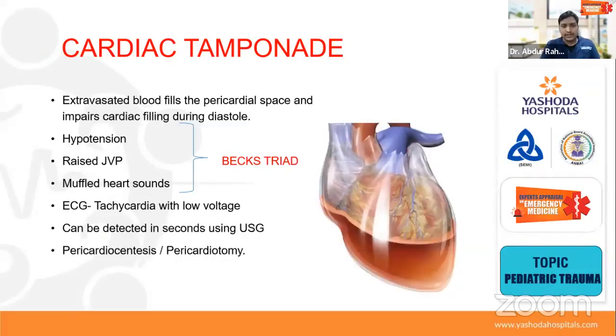This is cardiac tamponade, another killer, where extravasated blood fills the pericardial space and impairs cardiac filling during diastole. How to identify it clinically? There will be hypotension, raised JVP, and muffled heart sounds. This classical triad is known as Beck's triad. In ECG, you can see tachycardia with low voltage complexes. Cardiac tamponade can be detected within seconds using ultrasound, that is FAST. In management, if hemodynamically unstable and life-threatening, you need to go for immediate pericardiocentesis or pericardiotomy.